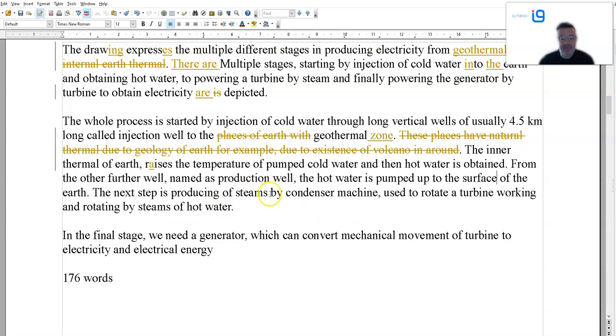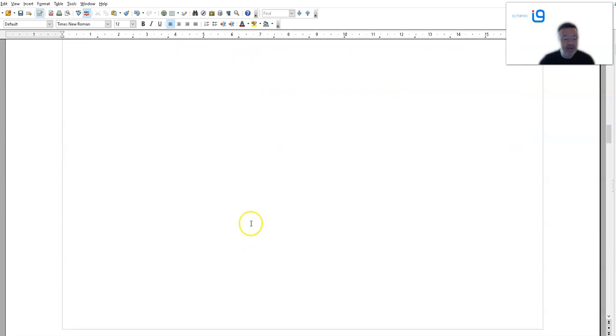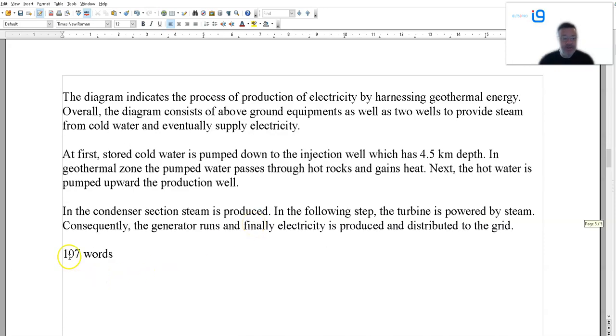Well, we just said steam. And then you've got this. In the final stage, we need a generator. So, needs a bit of reorganization, as you can probably see there. And grammar and vocab, of course. Now, this is way too short, 107 words. There's nothing to it. The diagram process produces by geothermal energy. Okay, that's good.